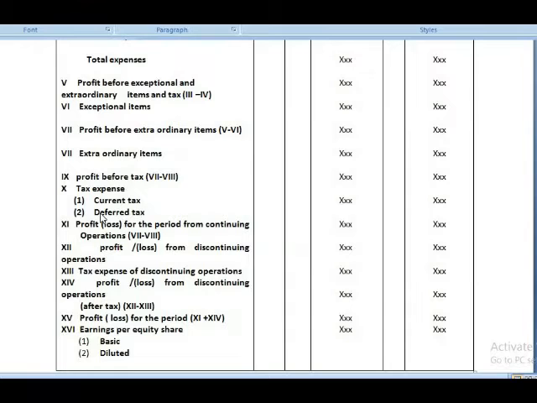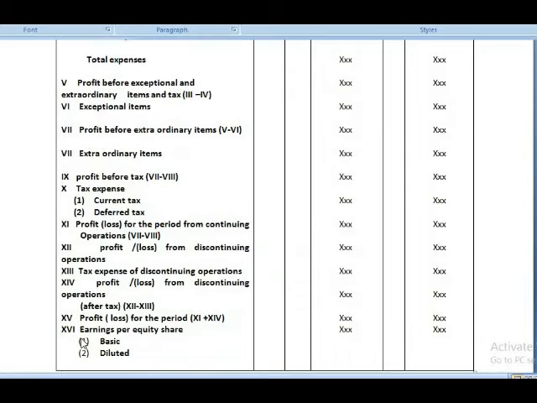Then the next items are profit for the period from continuing operations, profit from discontinuing operations, tax expenses of discontinuing operations, and the profit from discontinuing operations. Then the other important point is profit for the period. The last important point is earning per equity share. This is another important point which is included in the statement of profit and loss.